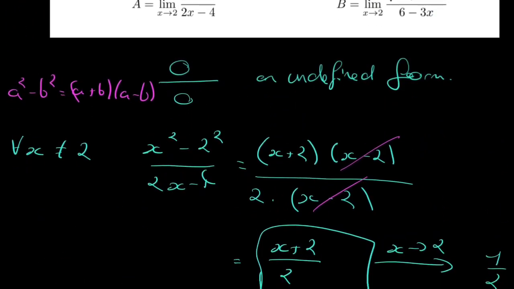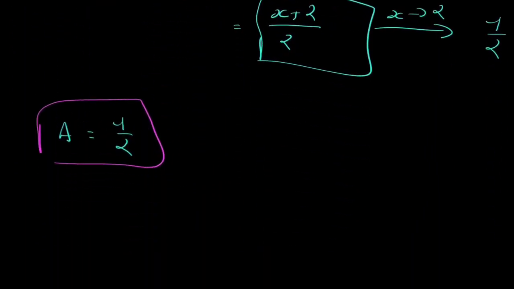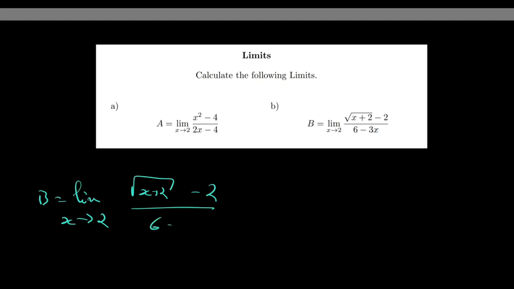This was very easy when you get the trick to make appear x minus 2, and because this looks like we can make appear x minus 2, to be honest. Now the second limit, that is a lot more complicated. We got B, that is equal to the limit when x tends to 2 as well of square root of x plus 2 minus 2 over 6 minus 3x.